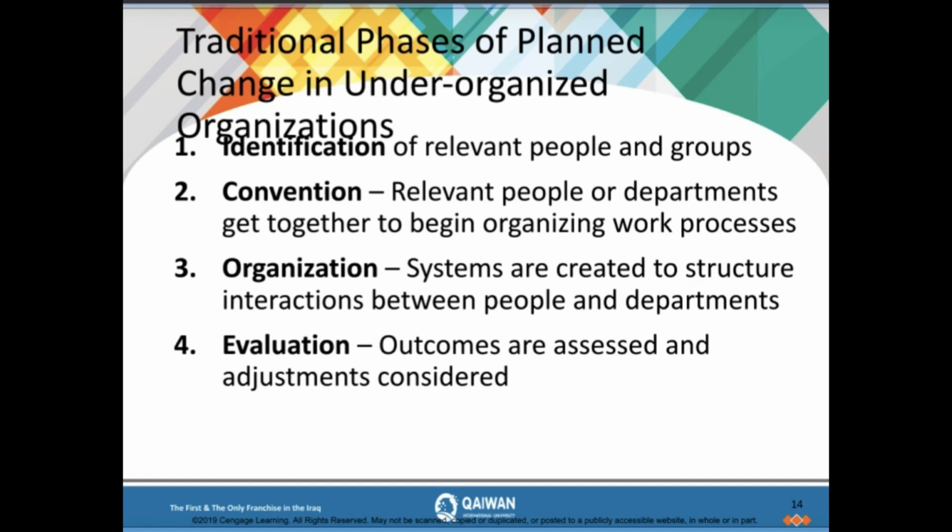And finally, there is the evaluation phase. After implementing change, of course, the organization assesses outcomes and considers adjustments. This is to ensure that the new structure works effectively and any gaps or problems are corrected. So in an under-organized organization, planned change is about building structure, clarifying roles, and then improving coordination.